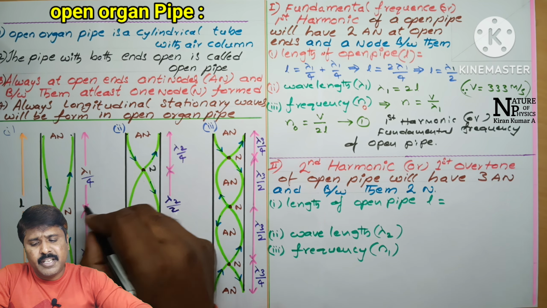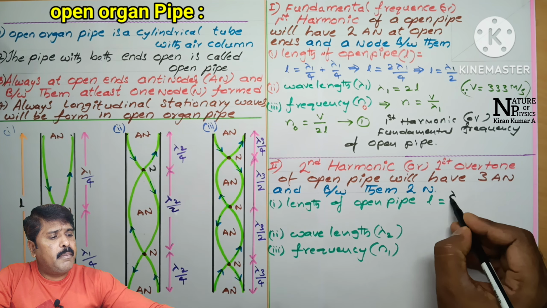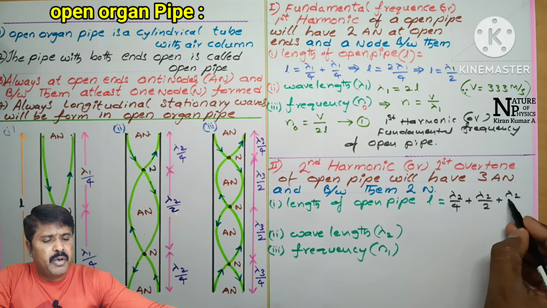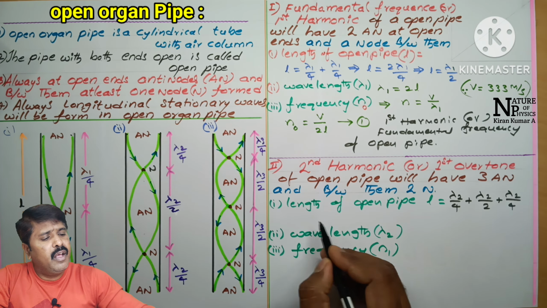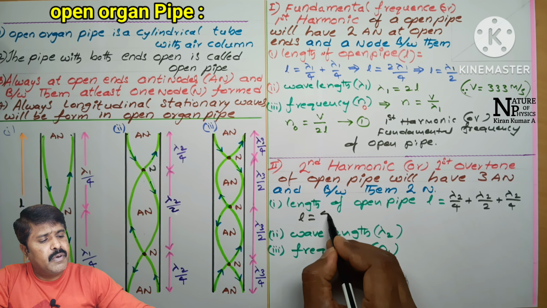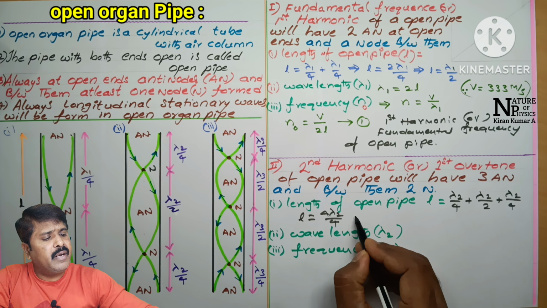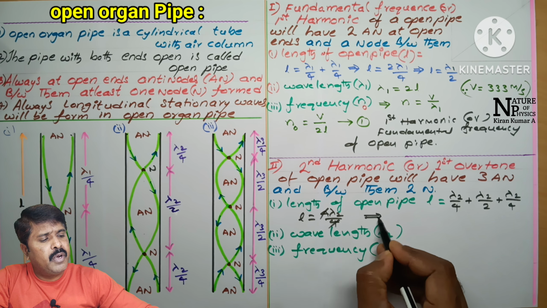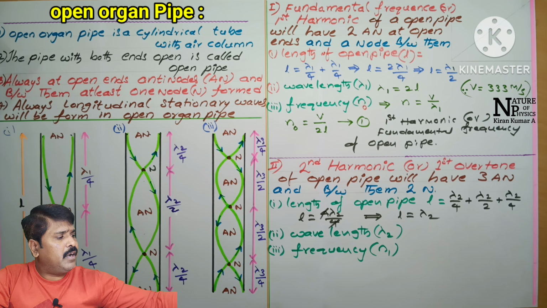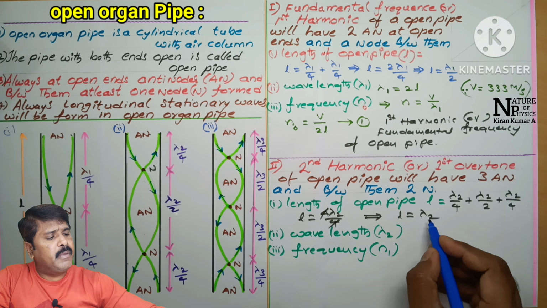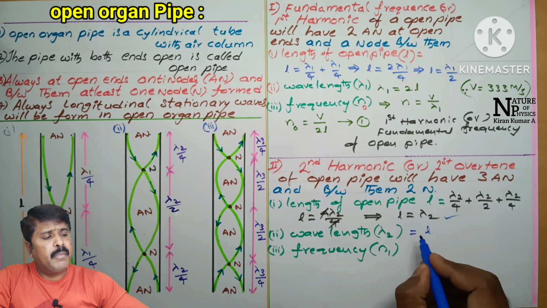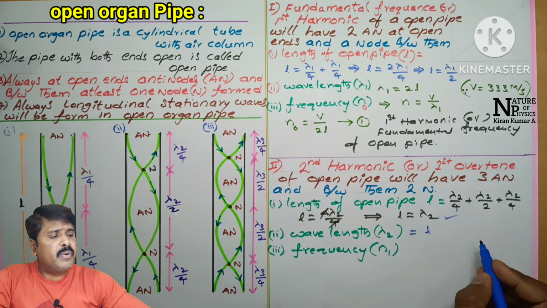Length of the pipe remains the same, L, which is equal to lambda 2 divided by 4 plus lambda 2 divided by 2 plus lambda 2 divided by 4, writing, student. So length L is equal to, multiplying and dividing by 2, 4 lambda 2 divided by 4, student. So 4 gets cancelled, and I get the length L equal to lambda 2. Continuing the derivation, wavelength lambda 2 is equal to L.